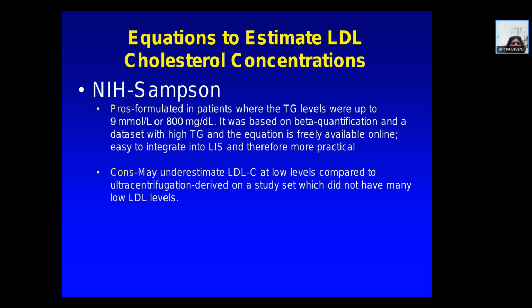The cons, of course, are that it may underestimate LDL at low levels compared to the ultracentrifugation derived on a study set, which did not have many low LDL cholesterol levels. So both the Martin-Hopkins equation as well as the Sampson NIH calculations are very popular in terms of being very widely available in addition to your Friedewald LDL cholesterol.